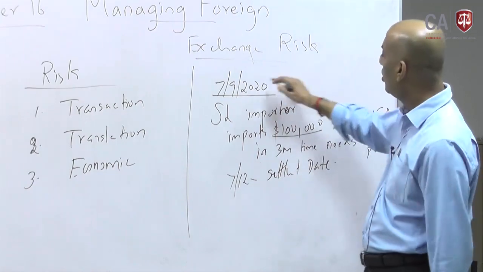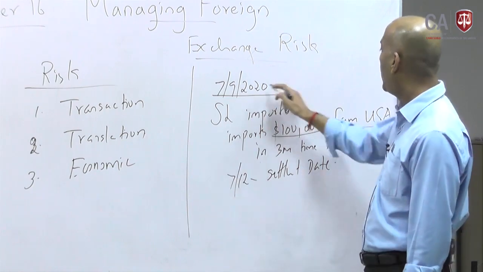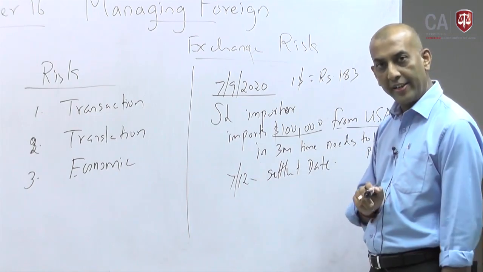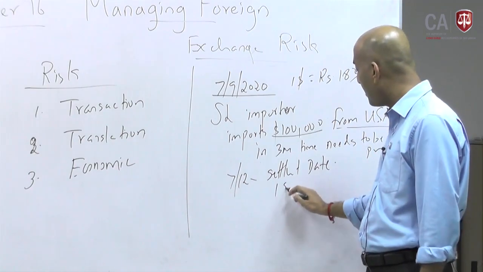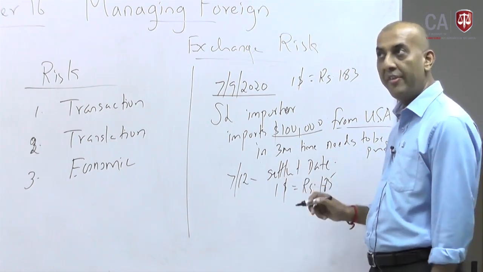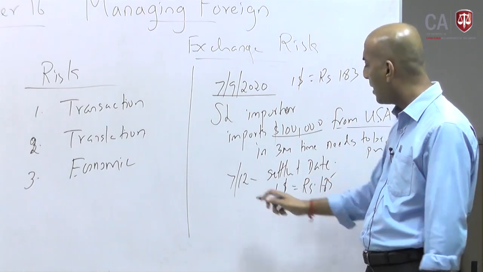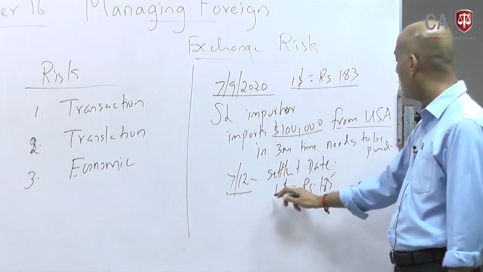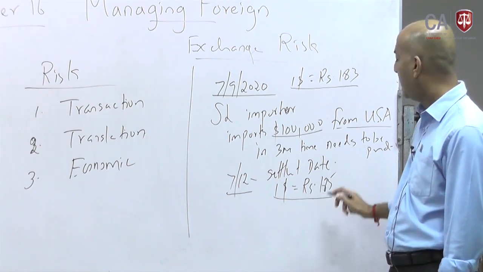So you have imported goods. 7th of September is your purchase date, and the settlement date is 7th of December. Today $1 is 183. In 3 months time, when you are going to settle your supplier, your dollar is going to be, say, 185. So $1 is 183 today, and $1 is 185 in 3 months time. So you are going to pay your supplier in 3 months time.